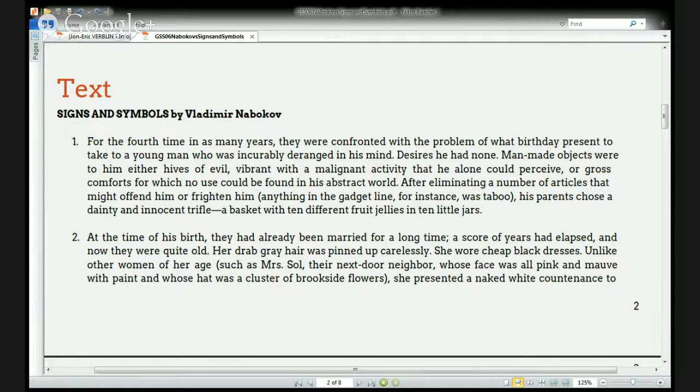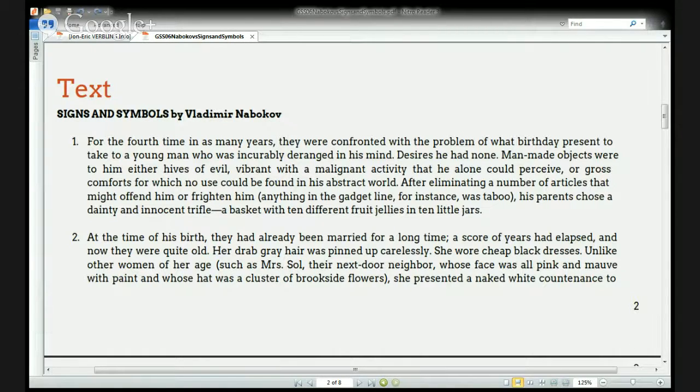What's a hive? What kind of creature lives in a hive? What kind of creature in nature? Bees, right. Bees live in a hive. Yes. So these are hives of evil. Think about a beehive. It's full of activity, moving around and buzzing. So you can kind of picture this sense of evil of things, creepy, crawly things buzzing and moving around. That's what normal objects are like for him.